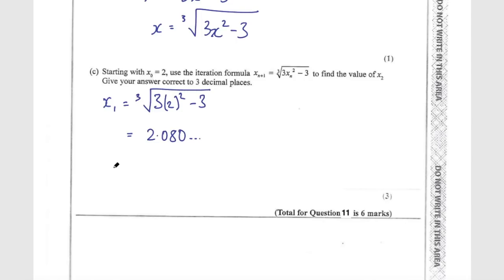2.080. And then to find x sub 2, which is what we're looking for from the question, take that value, substitute it into the formula again. So that's going to be the cube root of 3 bracket 2.080 squared minus 3.